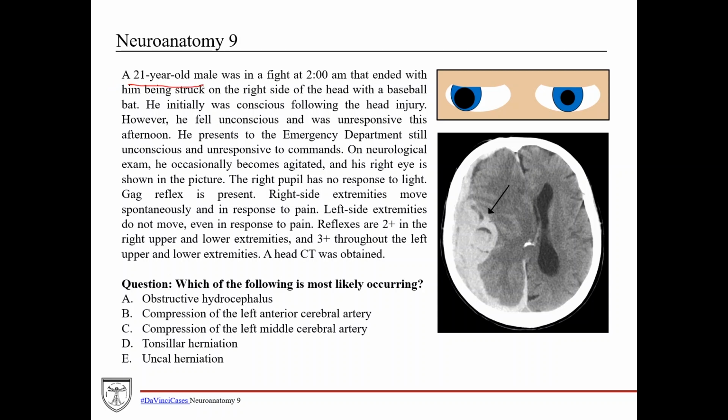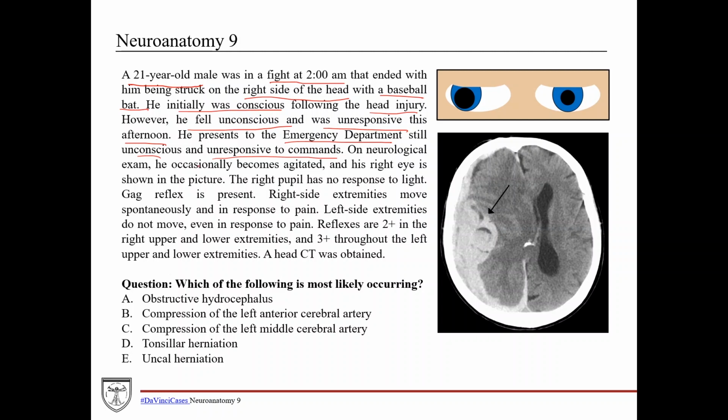Alright, so we have a 21-year-old male. He was in a fight late last night at about 2 a.m. and that ended with him being struck in the right side of the head with a baseball bat. So he had a blunt force trauma to the side of the head. However, he was initially conscious following the head injury, but then later in the day, he fell unconscious and was unresponsive this afternoon. So this is important. Immediately following this blunt trauma to the head, he was conscious, but then a few hours later, he fell unconscious and was totally unresponsive. So he's taken to the emergency department, he's still unconscious, and he's unresponsive to commands.